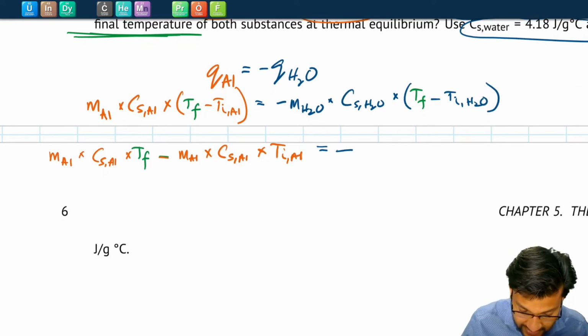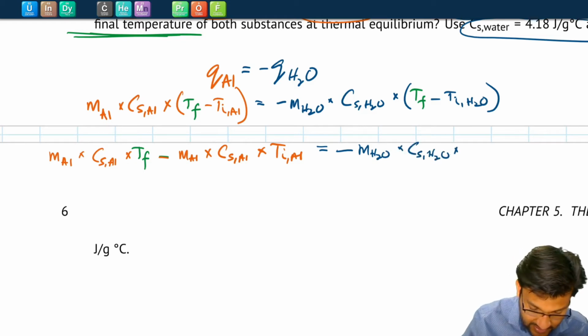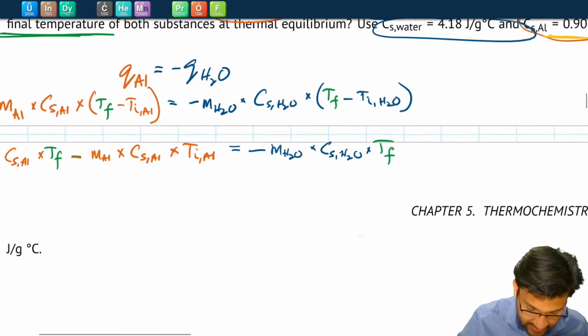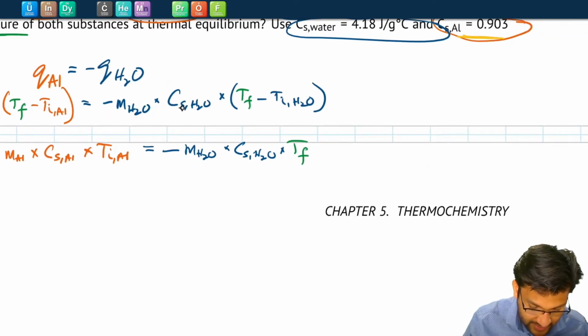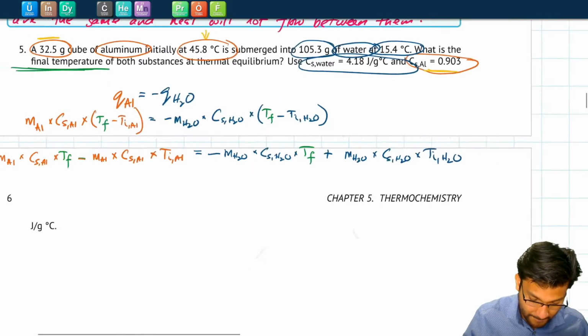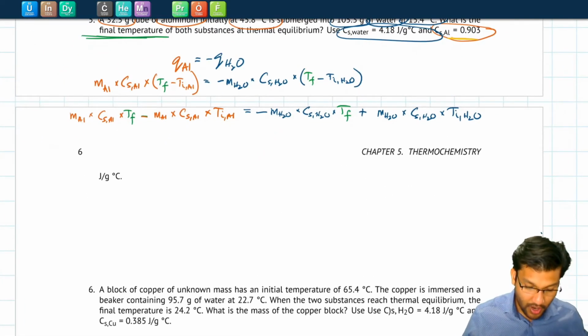Okay, here we should have minus the mass of water times the specific heat capacity of water times TF. And then we have minus the mass of water times specific heat capacity times minus Ti, so that all becomes plus, right? Minus and minus becomes plus: mass of water times specific heat capacity of water times Ti, the initial temperature of water. Okay, so now our unknown is TF and everything else is known.